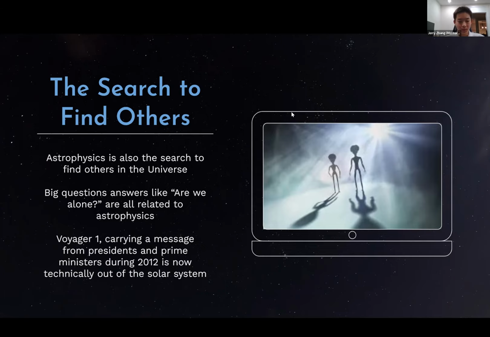And then there's also Voyager 1 in 2012, which is, I guess you could say, a satellite or a rocket ship, but a satellite orbits around something. I guess you could say a messenger. Basically, Voyager 1 carries the voices of presidents and prime ministers and other important leaders during 2012. And now it's technically out of the solar system. It's past Pluto. But it's still not out of the solar system because we have another asteroid belt around the solar system, and according to scientists, it's going to take maybe a few thousand years for that messenger, Voyager 1, to actually leave the solar system, so go past the asteroid belt.